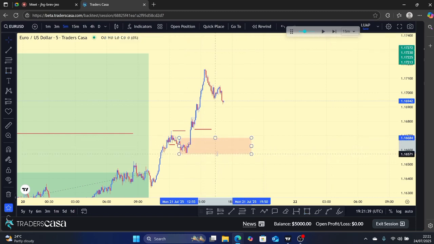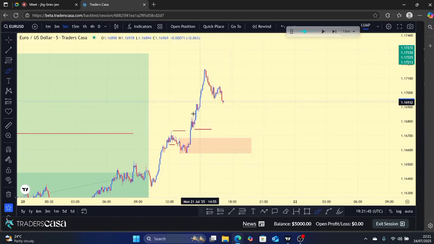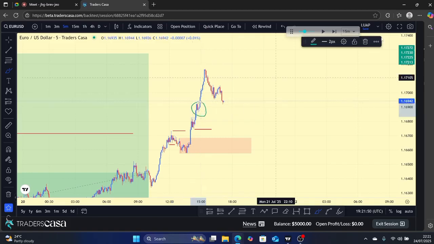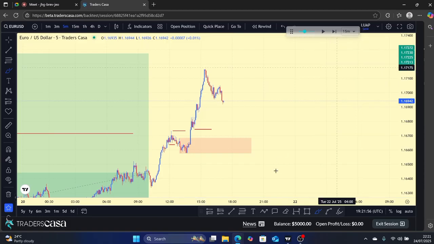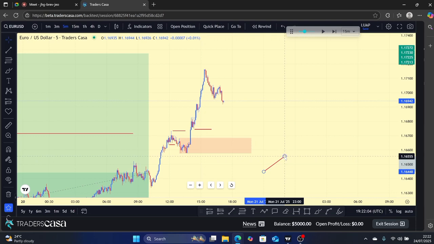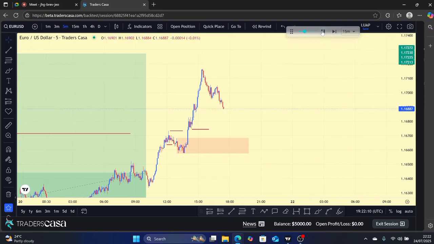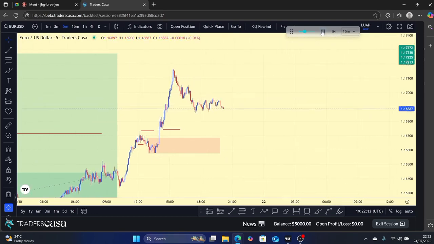So let's see what price does here. Of course, if you're asking why I have not used this one, this is because this here is not a valid pullback, and we don't consider the highs and lows of invalid pullbacks as inducements. We don't consider the buy side and sell side liquidity associated with those highs and lows. Right, so let's see if price does anything here.